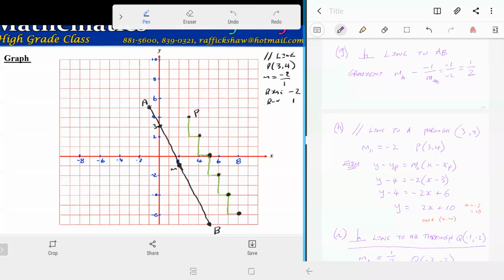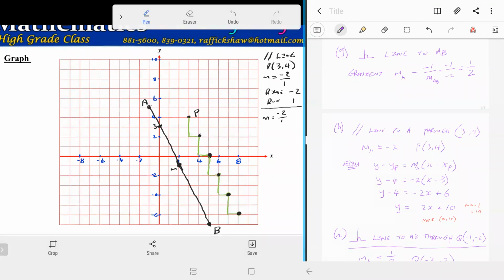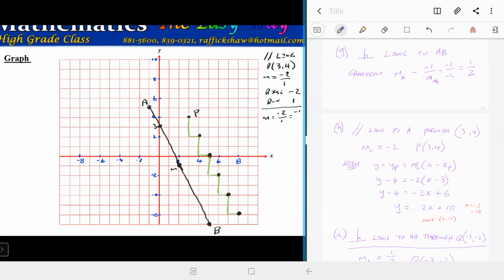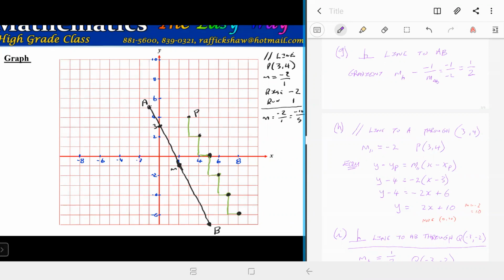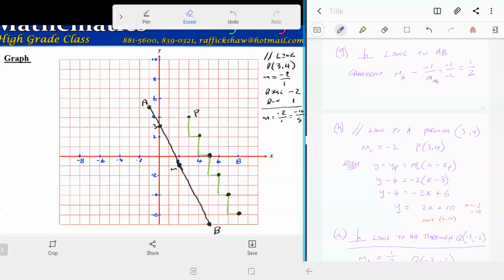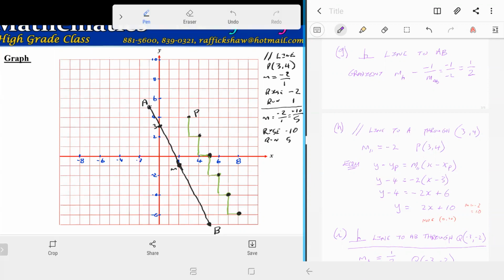So instead of using my gradient, which is minus 2 over 1, I can maybe go minus 10 over 5. Because that's equal to negative 2, you know. Understand that? Let me write it better. I can go minus 10 over 5. That means that I'm going to rise negative 10, run 5. So let's do it now and show you.